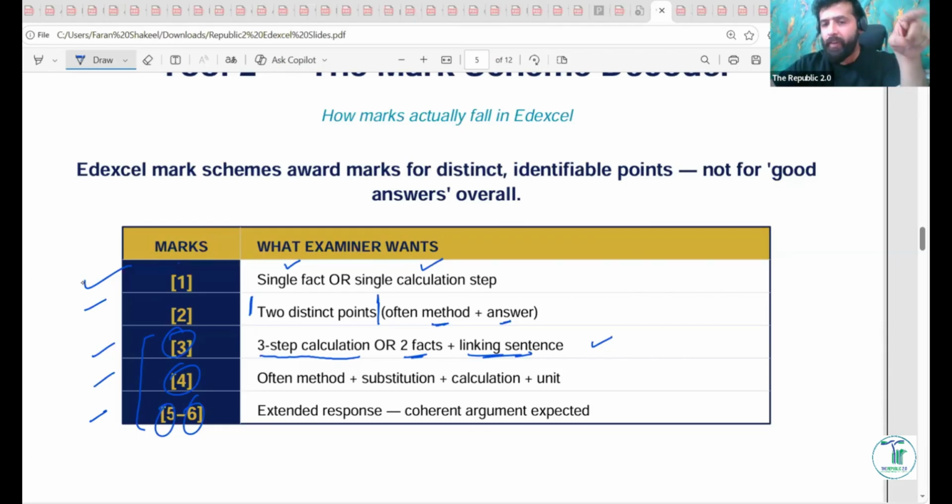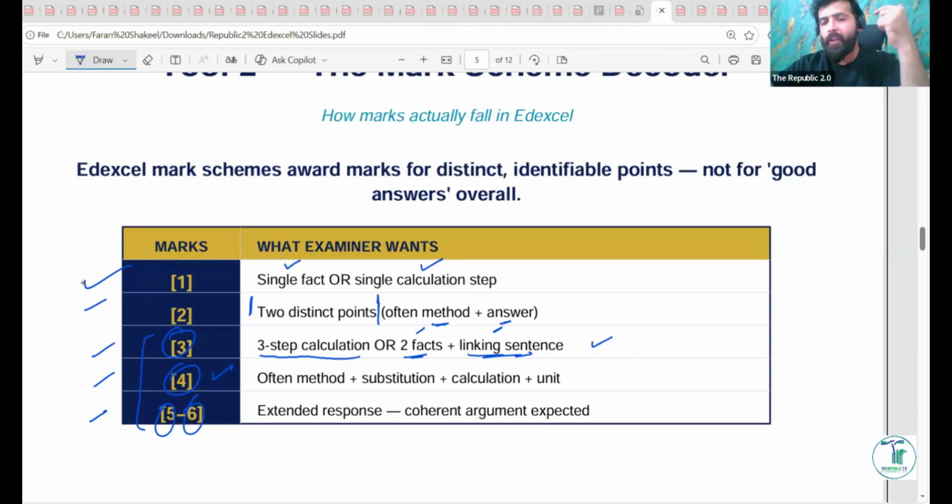So whenever you're writing a 3 marker, remember you need to show the formula, you need to show the substitution, and if it is an explanatory sort of question, make sure that you're writing facts and a linking sentence. At least 2 facts, at least a linking sentence.